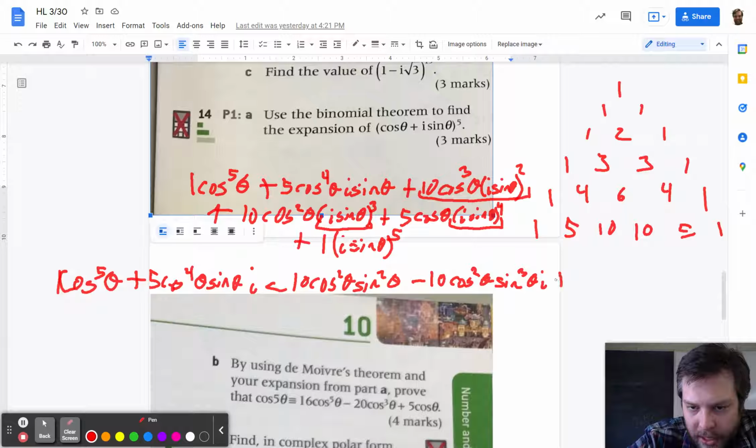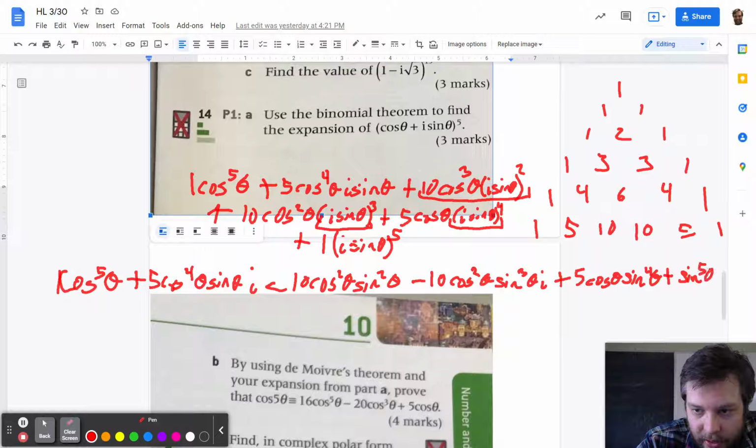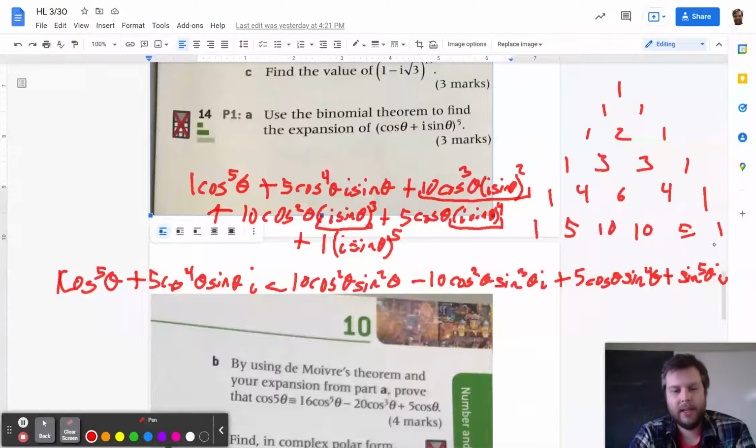The next one is raised to the fourth power, which becomes a positive 1. So plus 5 cosine theta sine to the fourth theta. And then the last one is to the fifth power, which is just the same as i itself. Sine to the fifth power theta i. And I think that's good.